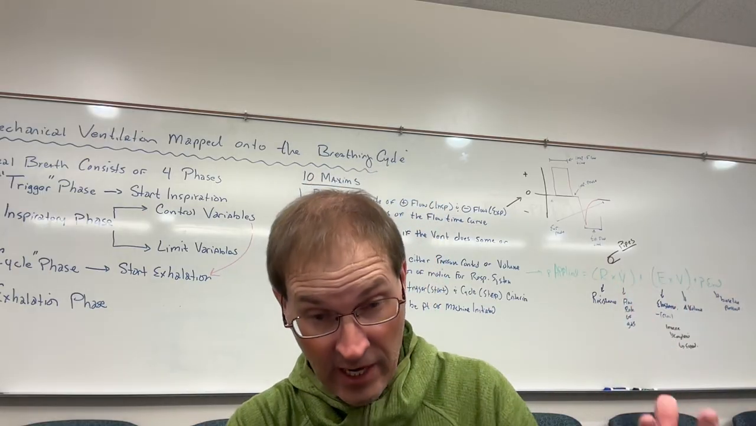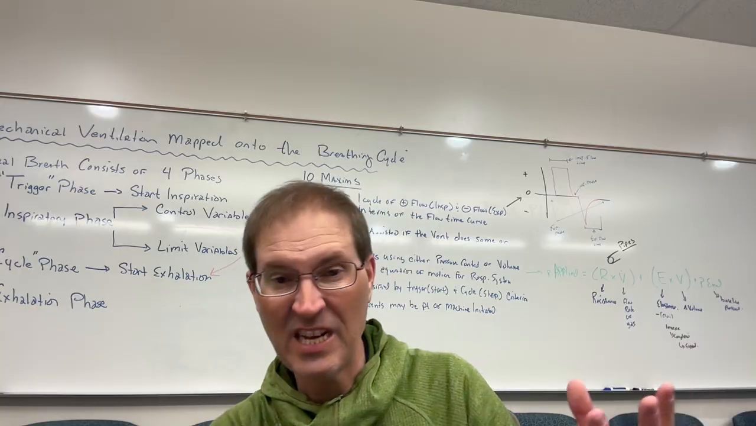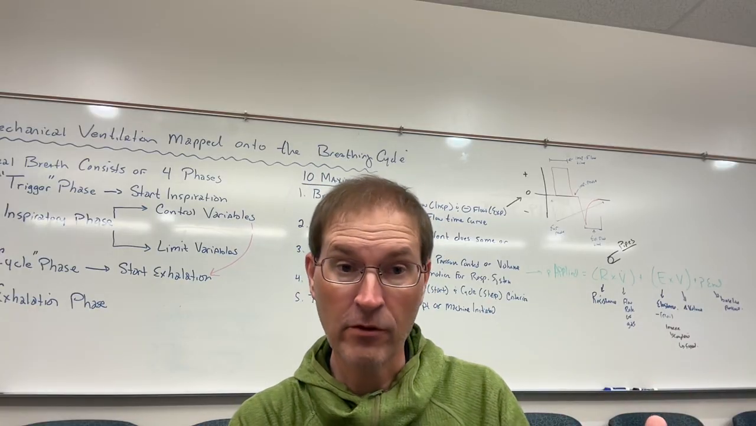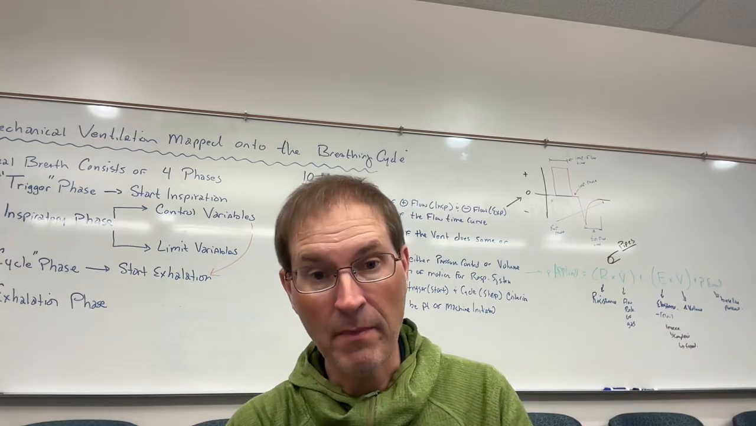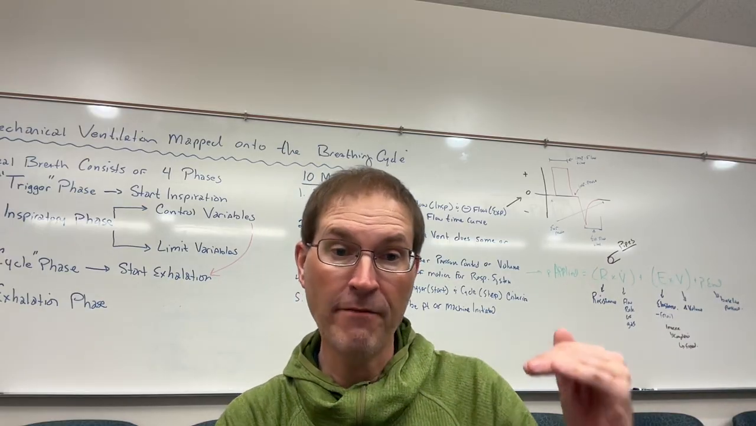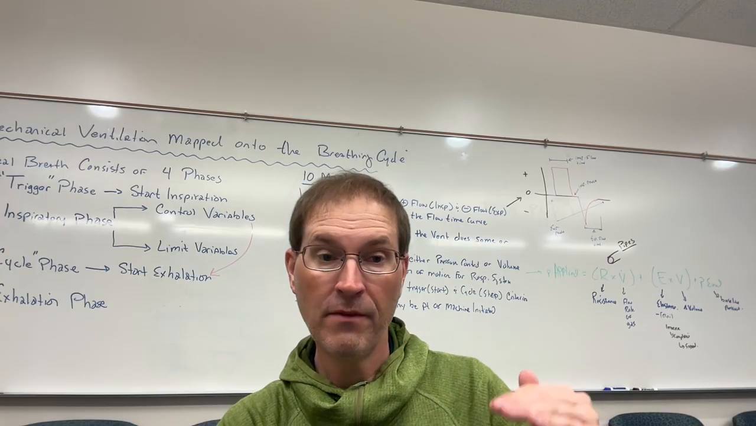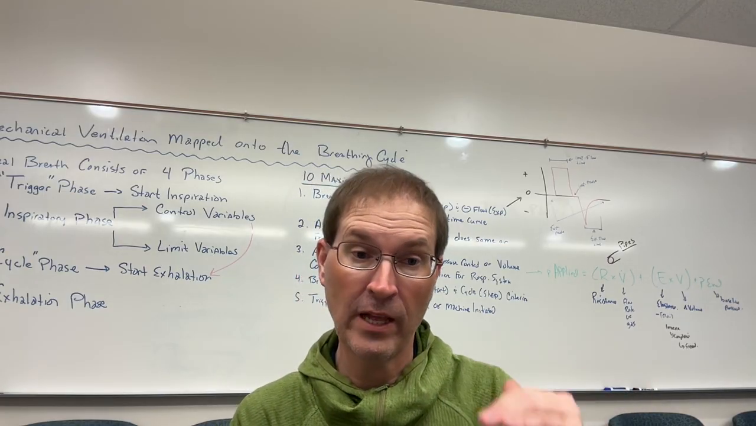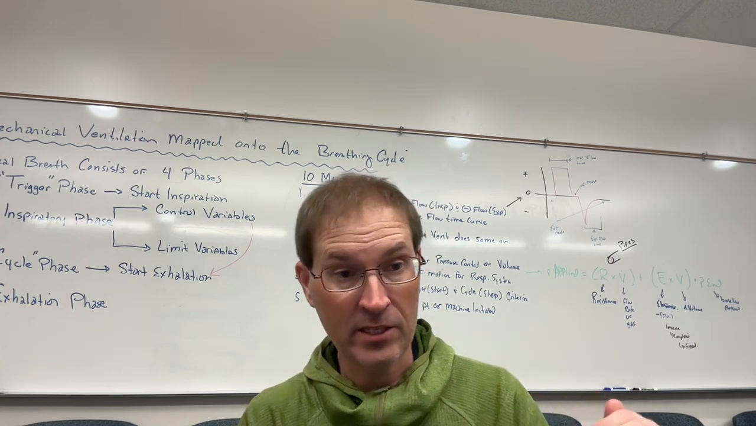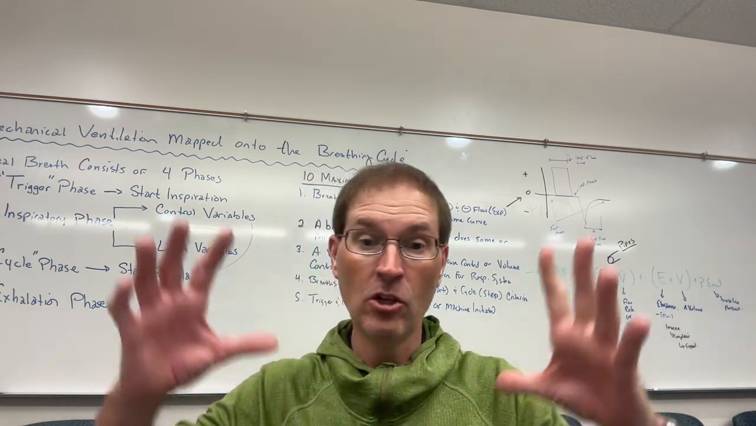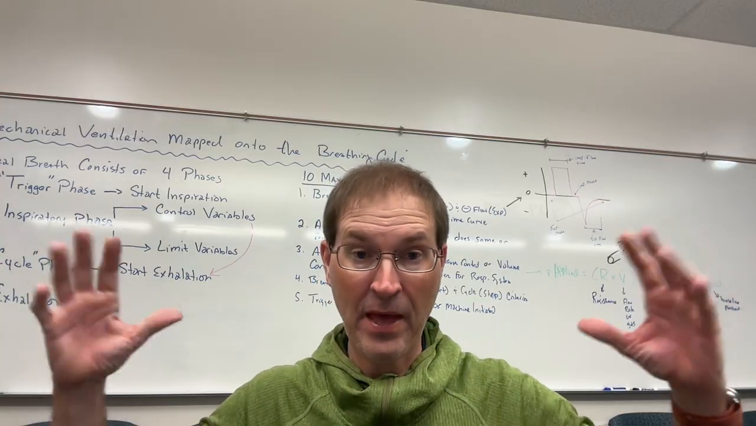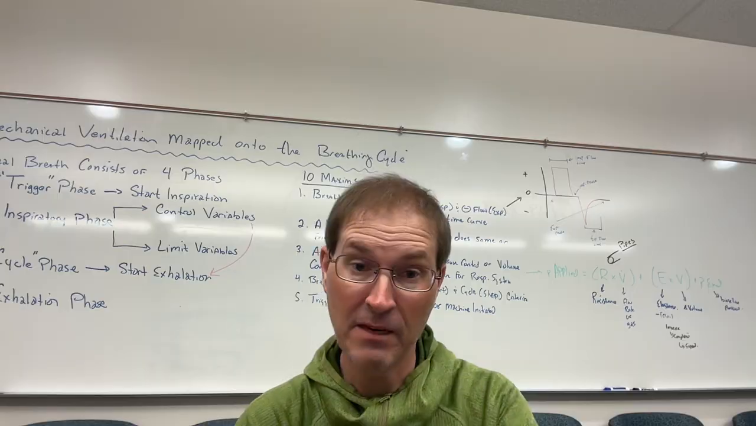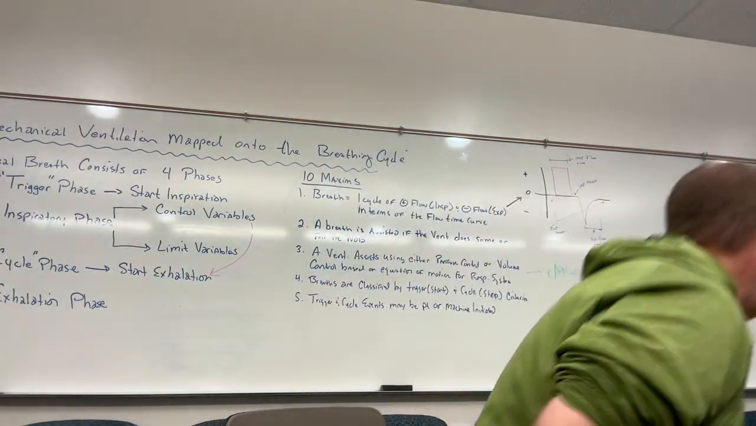So now that we understand what mechanical ventilation is at a basic level, what the indications are for mechanical ventilation, what some of the major complications are, and the 4 phases of a mechanically delivered breath, to include the control and limiting variables and the concepts of triggering and cycling, let's expand that and map that onto these 10 maxims. And in this video, I'm going to talk about the first 5 of the 10 maxims. They include the following.